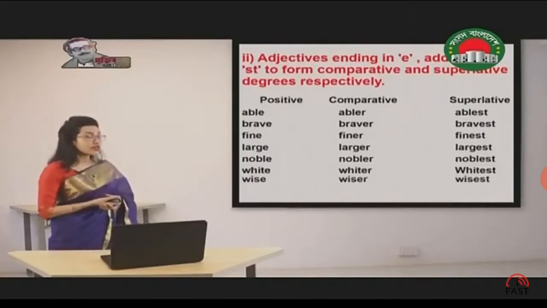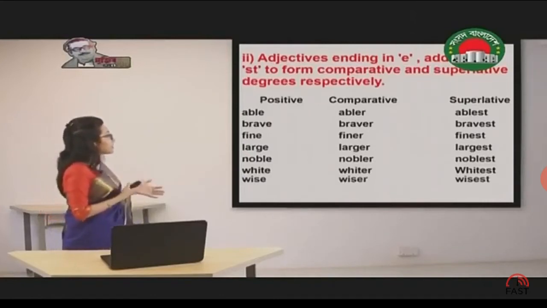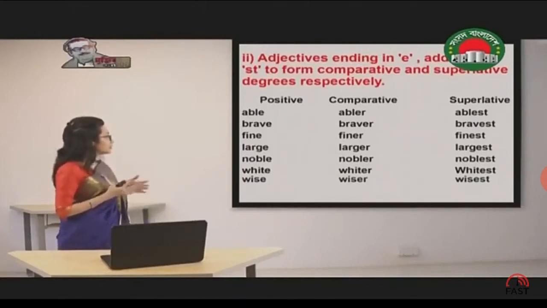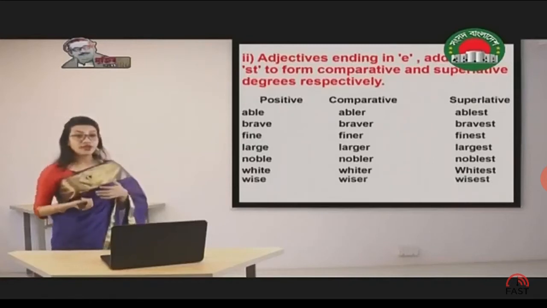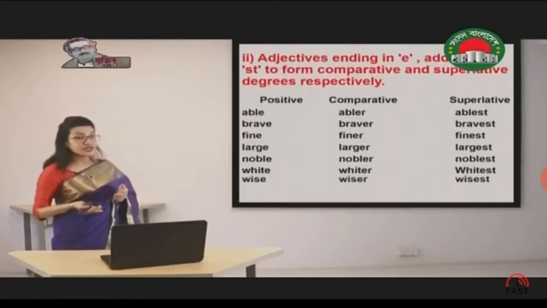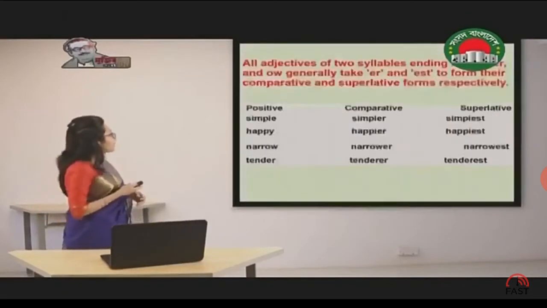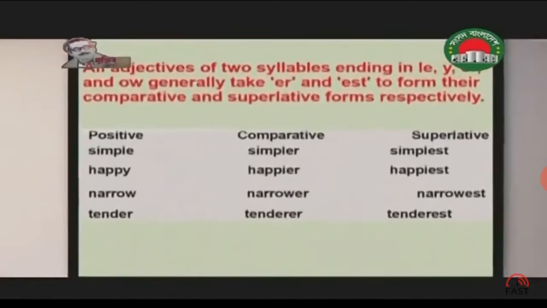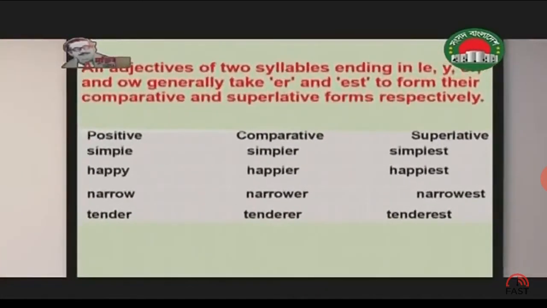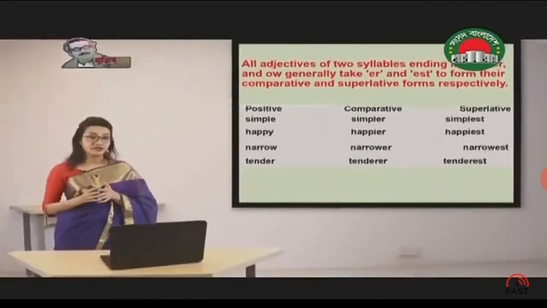There are some other examples that have been given here, as in fine, finer, finest, large, larger, largest, noble, nobler, noblest, white, whiter, whitest, and wise, wiser, wisest. Now let's have a look at the third rule. All adjectives of two syllables ending in LE, Y, ER, and OW generally take ER and EST to form their comparative and superlative forms respectively.